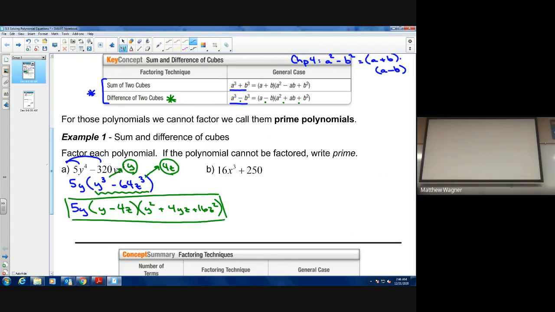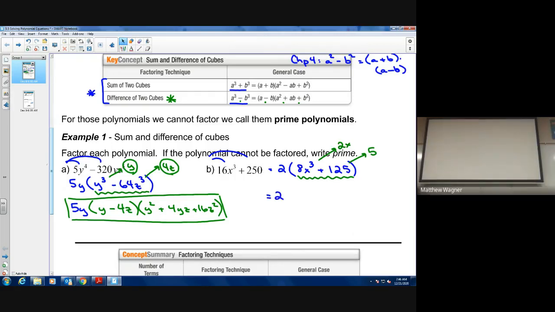All right, we're going to do the same thing on b. Looking for the greatest common factor. Looks like the only number I can pull out here is a 2. And I wind up with 8x cubed plus 125. Hopefully some red flags are going off right now, and you see that those are both perfect cubes. The cube root of 8x cubed is 2x. The cube root of 125 is 5. 5 cubed is 125. So I'm going to use that to finish off my problem.